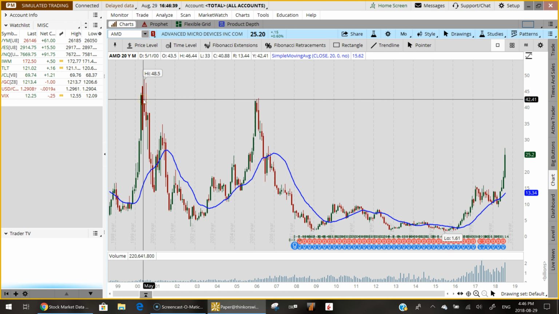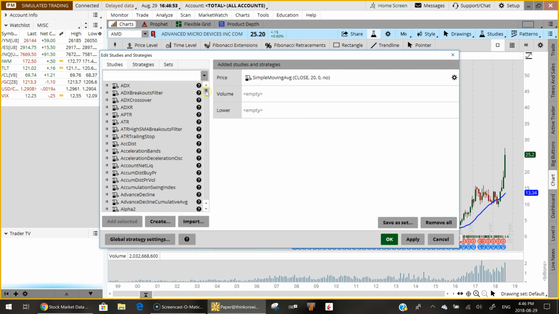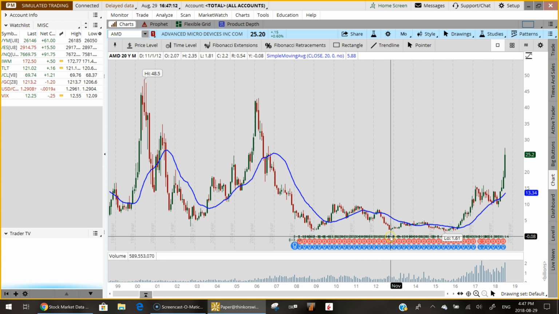Now, at first glance, this may seem overbought and due for a pullback, but there is one indicator that you can use to help you make that decision. And what it is, is the volume profile indicator. Here it is, volume profile. So the difference is this isn't daily volume, or volume based on the time frame of your chart. It is volume by price level.